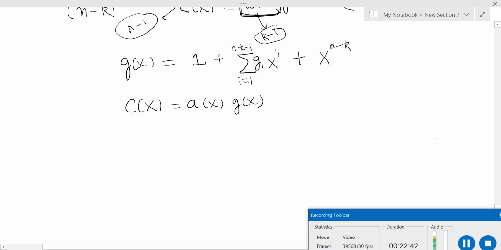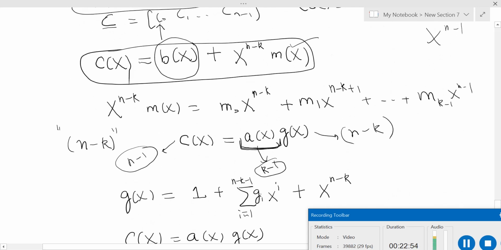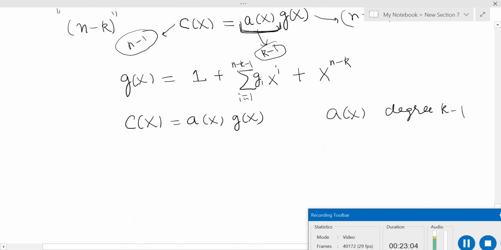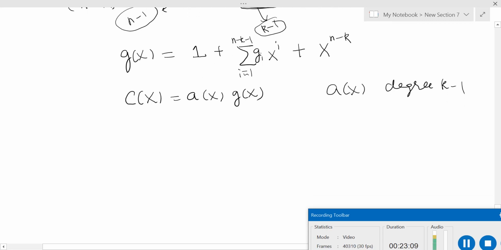Here a of x is some polynomial with degree k minus 1, and we are seeking the systematic code. That is why we have written the code word this way, because in this cyclic code the m of x is retained as it is. It is not changed. One part of the code word is the message bits also. So now we have written the code word in two ways. One is a of x times the generator polynomial. The generator polynomial is given to you, mind that. And our target is actually to find the b of x.